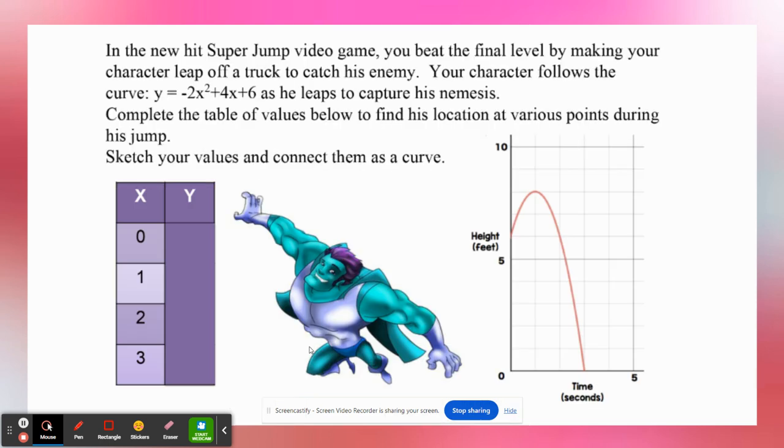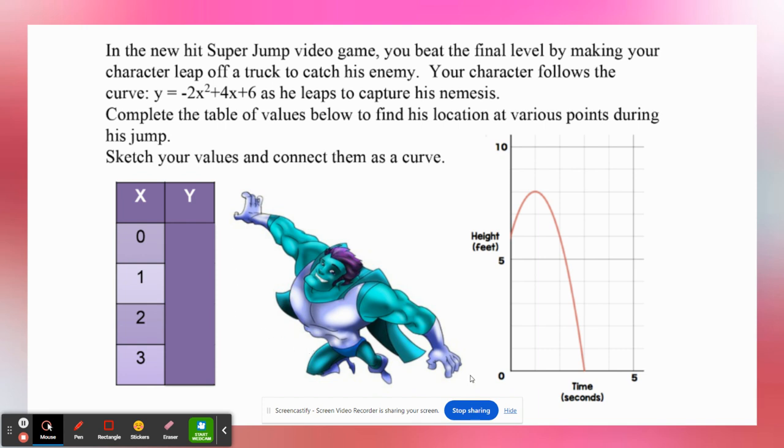All right, in the new hit Super Jump video game, you beat the final level by making your character leap off a truck to catch his enemy. Your character follows a curve y equals negative 2x squared plus 4x plus 6 as he leaps to capture his nemesis. Complete the table of values below to find his location at various points during his jump.